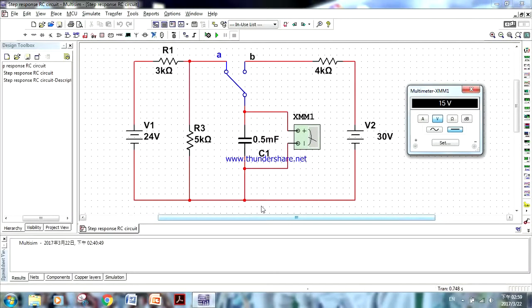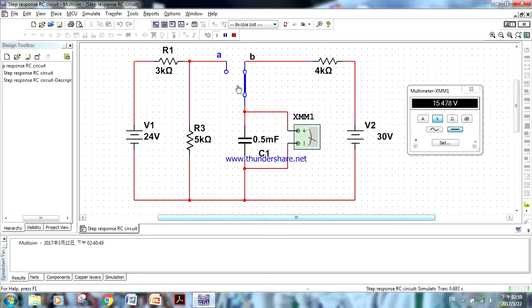At the initial condition for t less than 0, the switch is at position A. The voltage across the capacitor is 15 volts. When t is more than 0, the switch is in position B. At t equal to 1 second, the voltage across the capacitor is about 16 volts. When t is equal to 4 seconds, the voltage across the capacitor is about 26 volts. So in conclusion, the calculated value and the simulated value are almost the same.